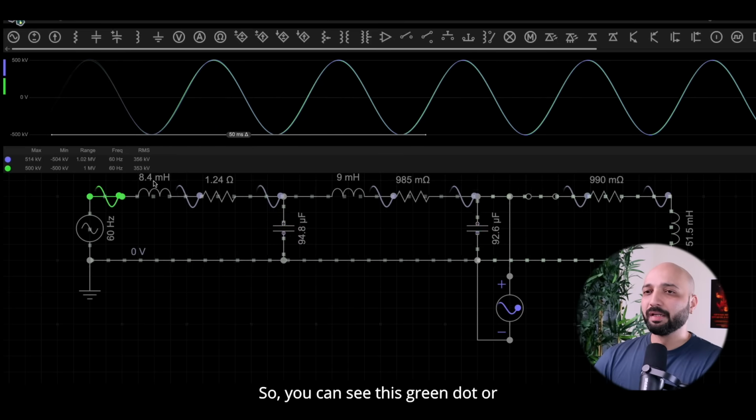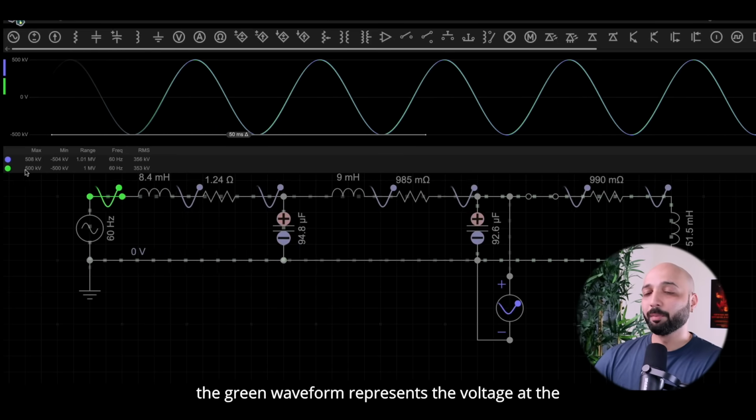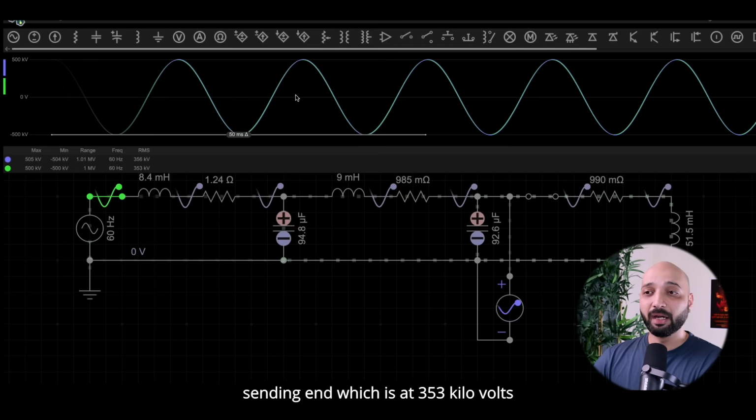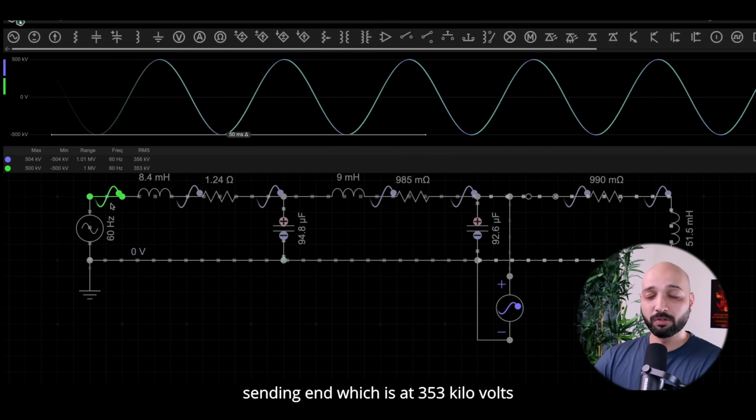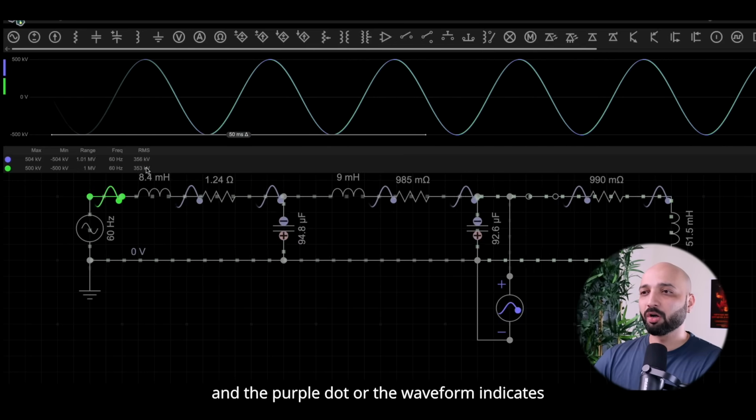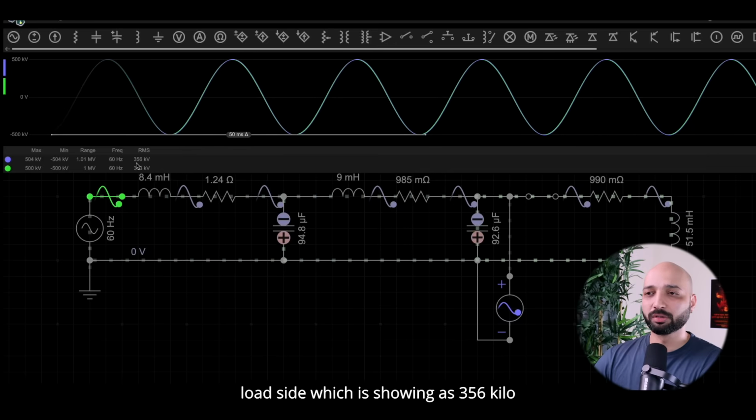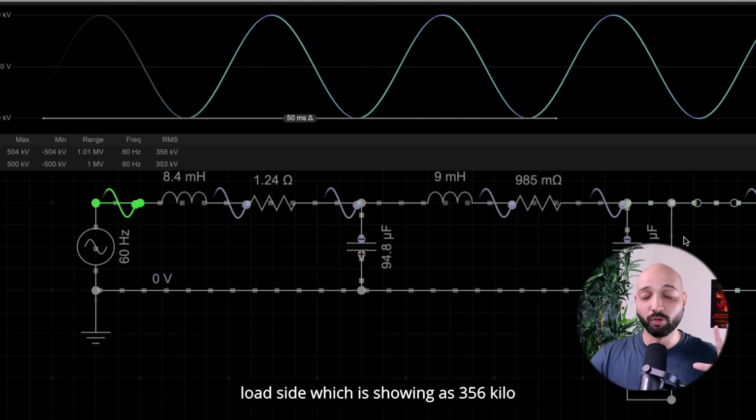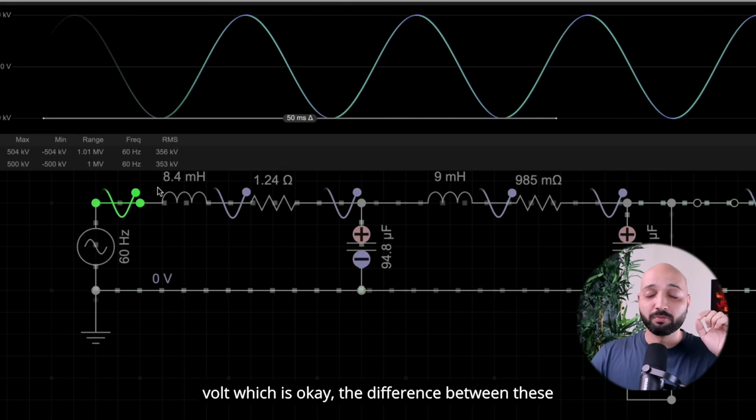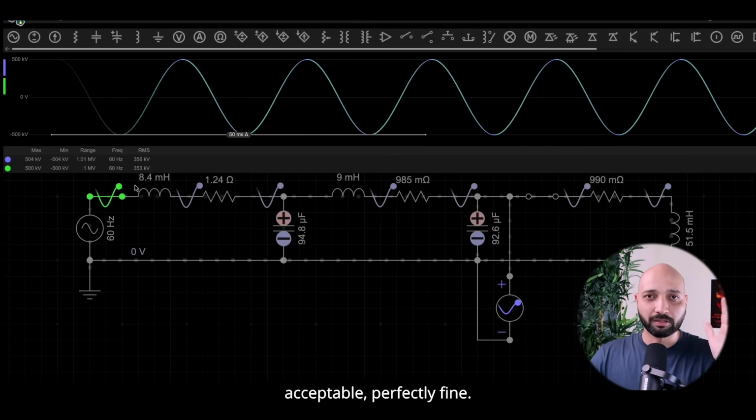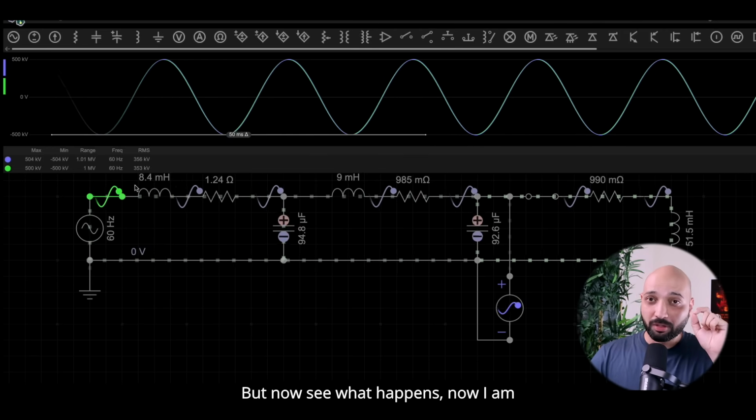So you can see this green waveform represents the voltage at the sending end, which is at 353 kilovolts. And the purple waveform indicates the voltage at the receiving end at the load side, which is showing 356 kilovolts, which is okay. The difference between these two is not very high, and this is acceptable, perfectly fine. But now see what happens.